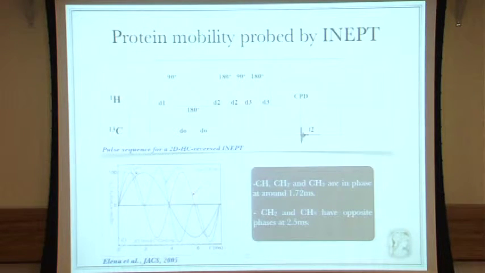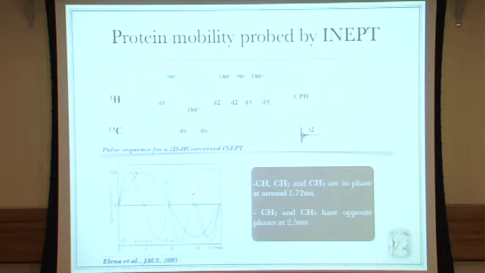If I'm talking about protein mobility, probably I use INEPT, which is scalar coupling based. So here is just one sequence, really simple. This is a reversed INEPT. So you can control what you want to see. Here is just one spectrum in which you have the different groups, and you know exactly the frequency that you need to use to get there. You only need to know exactly the point that you want to see and put it in these delays here. So you can observe here that CH3 has a phase opposite to CH2.